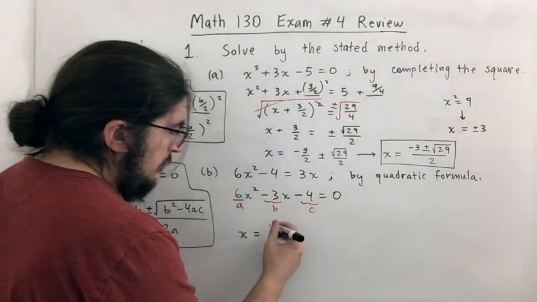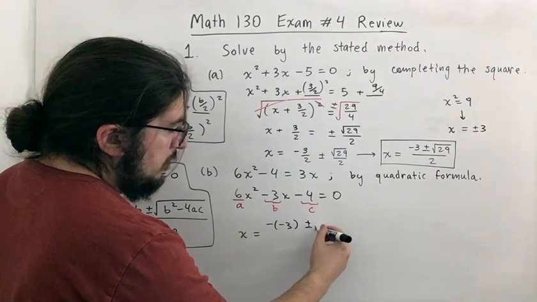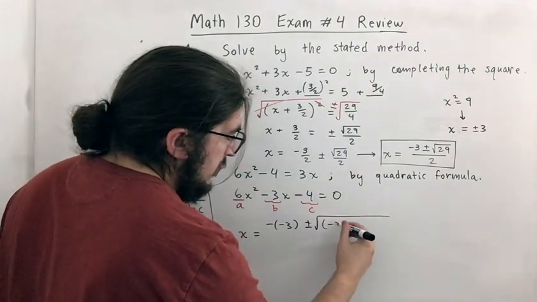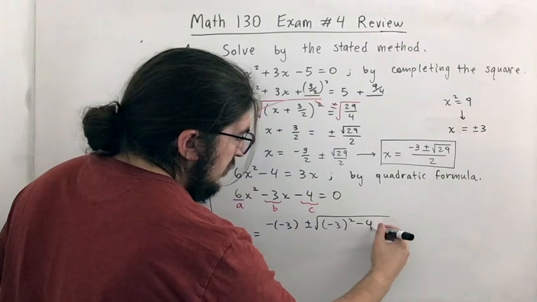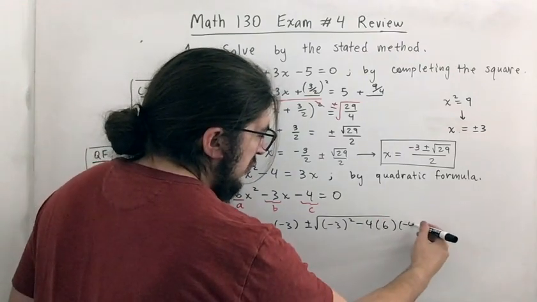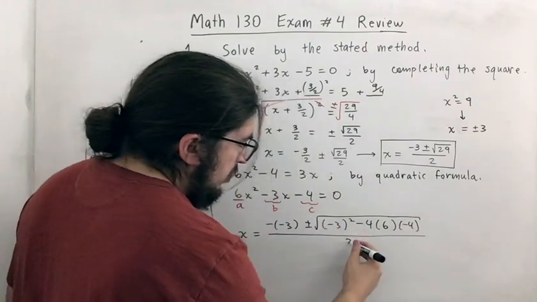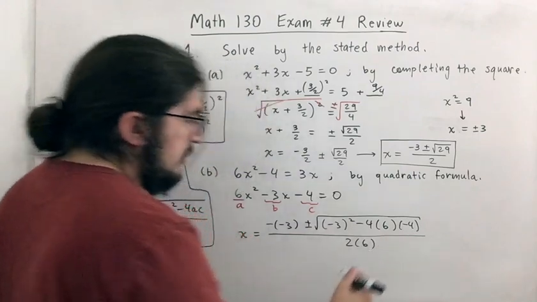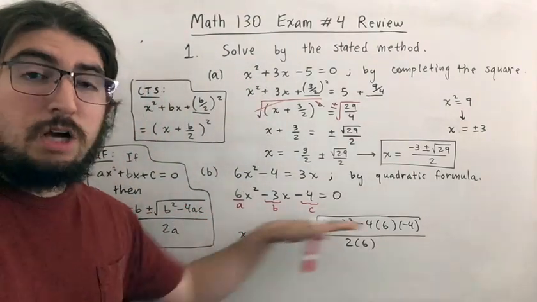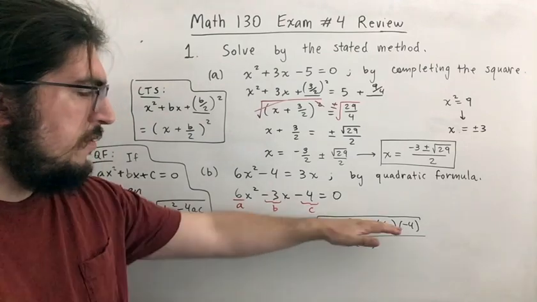It's going to be x equals negative b, so negative 3, plus or minus the square root of b squared, it's negative 3 quantity squared, minus 4 times a times c. A is 6, c is negative 4, all under that radical. And this is all over 2 times a, which is 6. Now it's important to know it's all over. For some reason, I've seen students write the over part only after the radical for some reason.